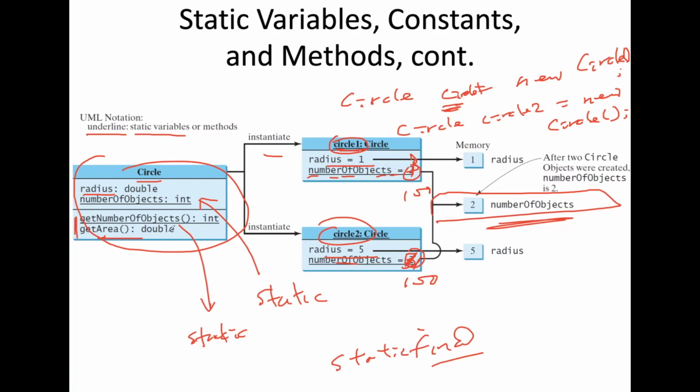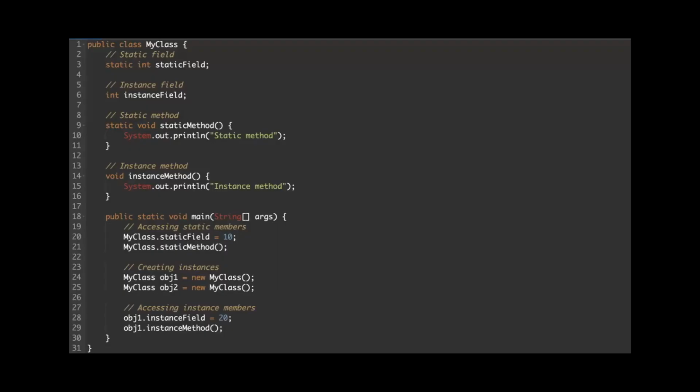Let's look at a code snippet that illustrates both instance and static methods and fields. Let's look at this piece of code. You have MyClass that encapsulates a whole bunch of stuff. There's a static data field and an instance field. The difference being the static field is declared with the keyword static. The instance field does not have static in it. You also have static methods. The difference between the two is that the static method has the static keyword in front of it. The instance method does not have the word static.